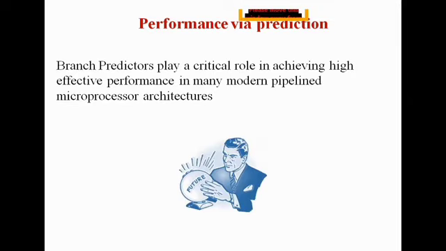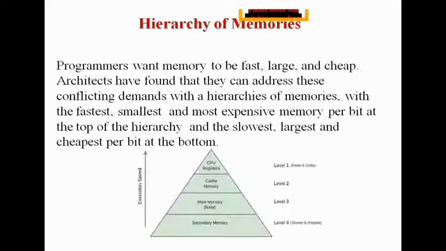So here, branch prediction algorithms, branch predictors, play a critical role in achieving high effective performance in many modern pipelined microprocessor architectures. For example, JNC, jump on no carry. If there is no carry in the result, then the processor needs to jump. So it predicts the computer branches in advance and improves the performance in pipelined microprocessor architecture.